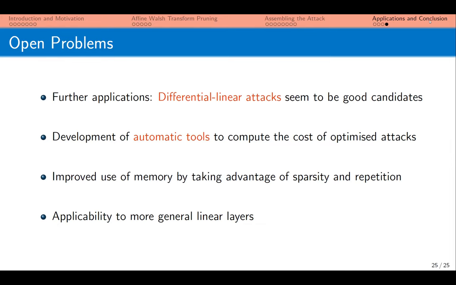And we believe that this might still be used to reduce the time complexity and especially the memory complexity of the attack. And finally, the big question is whether this technique can also be applied to more general linear layers and not just bit permutations. So thank you for your attention and I'm open for questions.